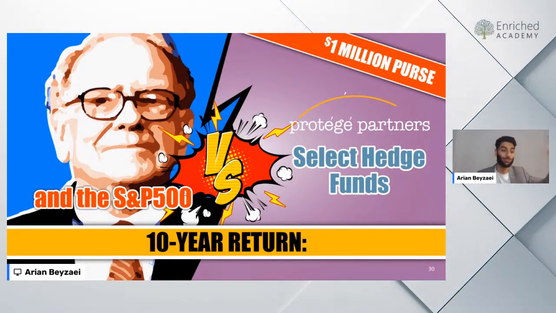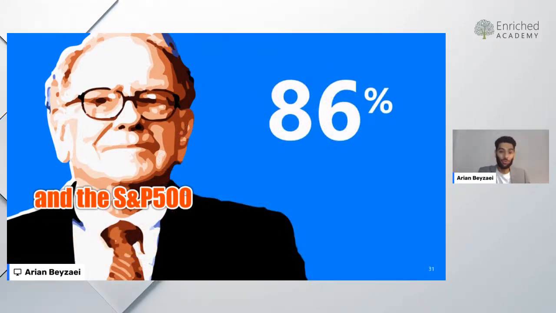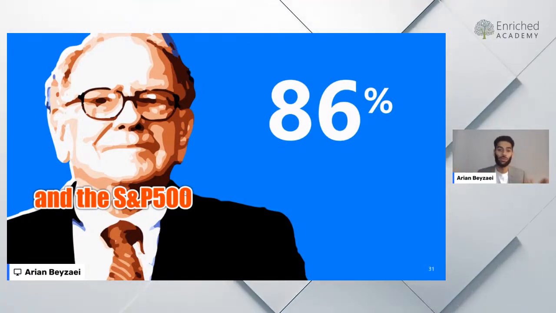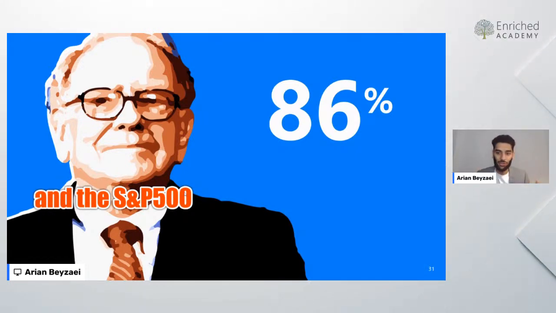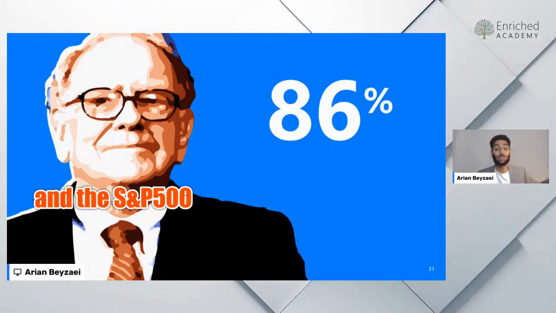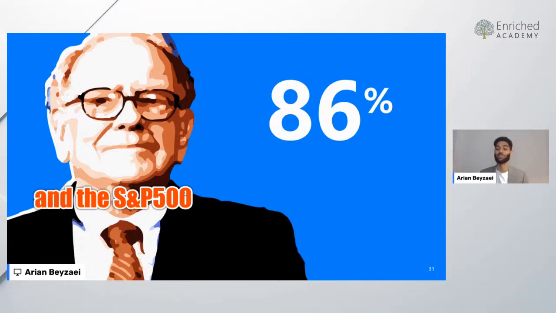So this is what happened. It was from 2008 to 2018. The S&P 500 had a total return of 86%, about 8% per year. What total return do you think Protege Partners got? Let me see your guesses in the comment section. The S&P 500 got an 86% return. What return do you think Protege Partners, the hedge fund, got in that same 10-year period?